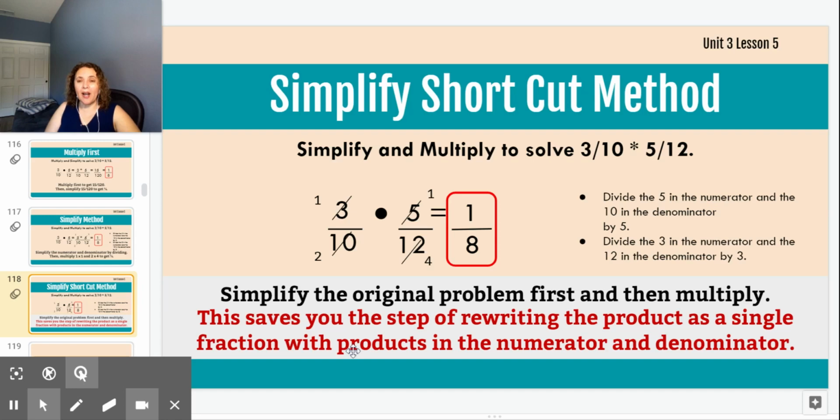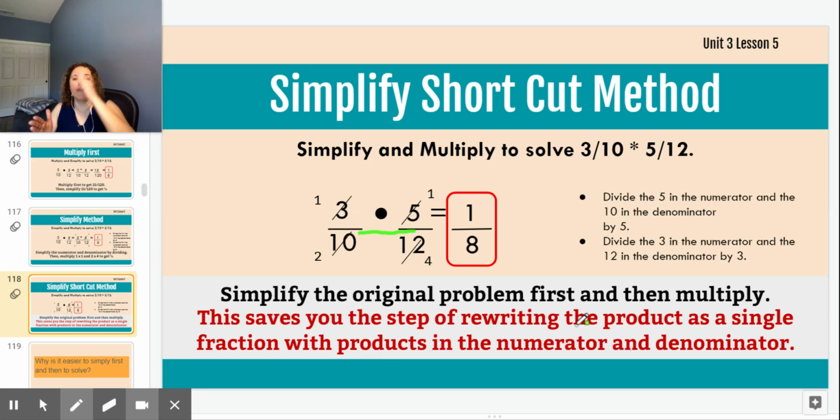Okay, you do not have to rewrite the equation when you're doing the simplify shortcut method. You do not need to rewrite the equation like I did on the previous ones. You simplify the original problem first, then multiply. So just like we did before, if you wanted to, you could extend your line here and you don't have to rewrite it. It's the same thing. This saves you a step of rewriting the product as a single fraction with the products in the numerator and the denominator. So it just saves you a step of having to rewrite, but it's the same thing.